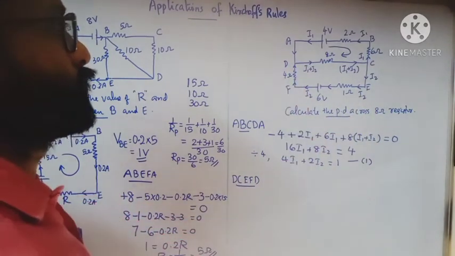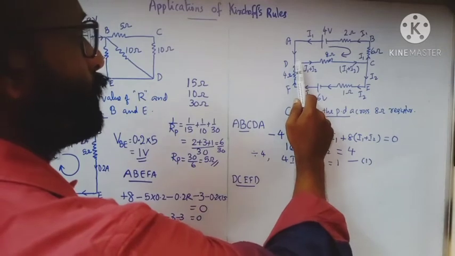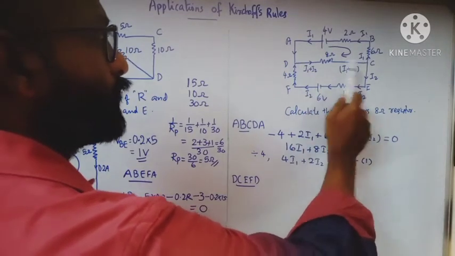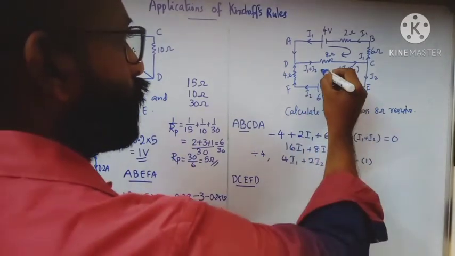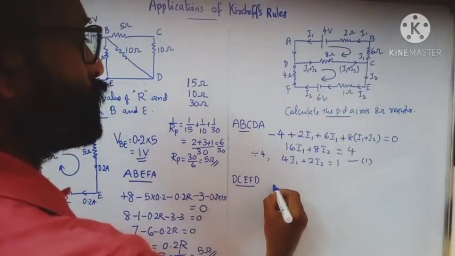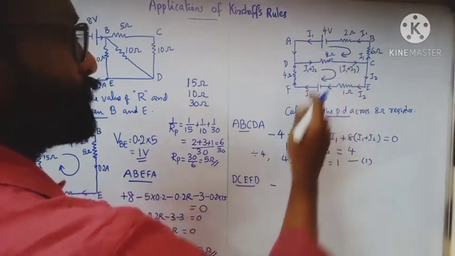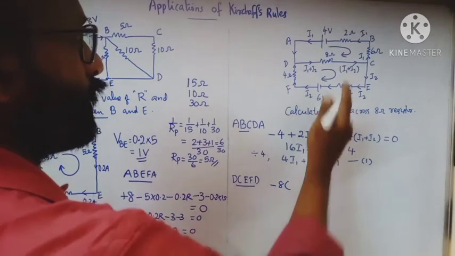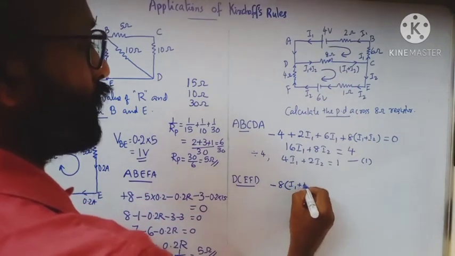DCEFD. So in this, we start from D to C. We just move clockwise. We move in the clockwise direction. Current also is in the same direction. We take negative: minus of resistance 8, minus 8 into, what is the current? I1 plus I2 is the current.